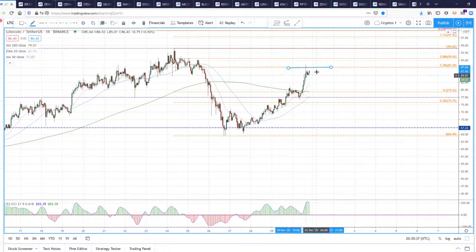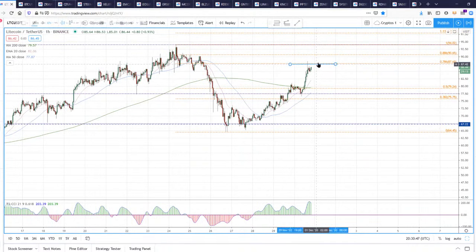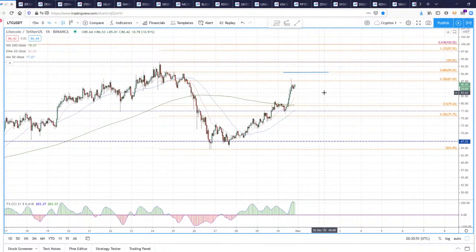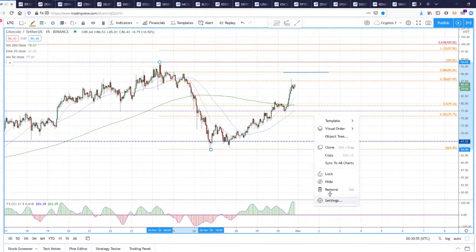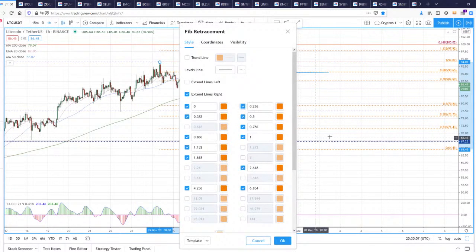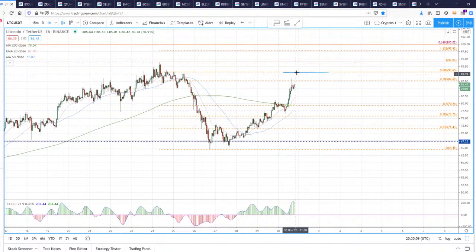then I'd be looking for a pullback to this 38.2 or whatever was 61.8 of this first swing, and then we carry on. If we got up to this 886 fib level at 90, I'd be looking to this 50% and then the 236 back down to that before we went up again. So 71, I think we could see.